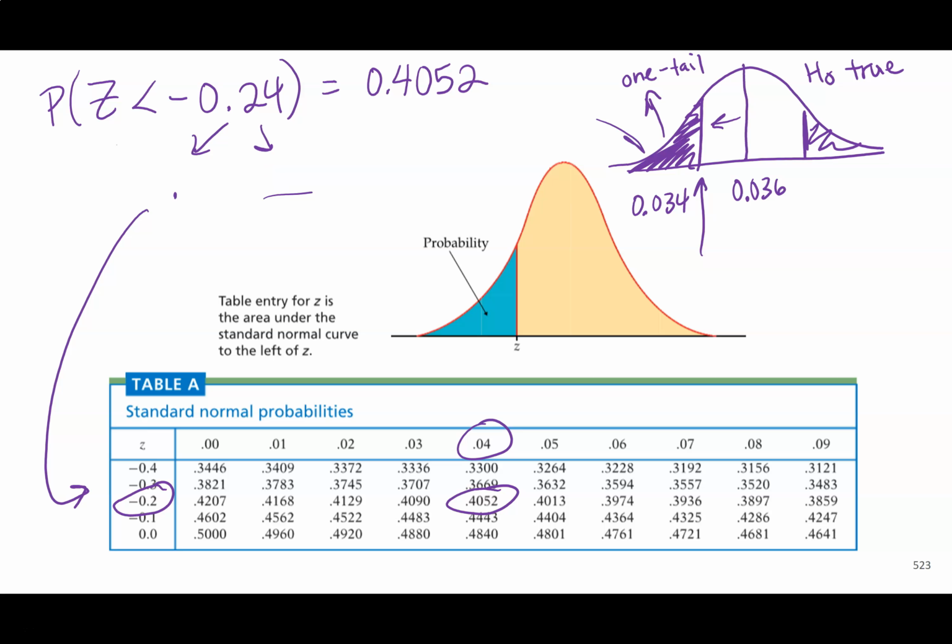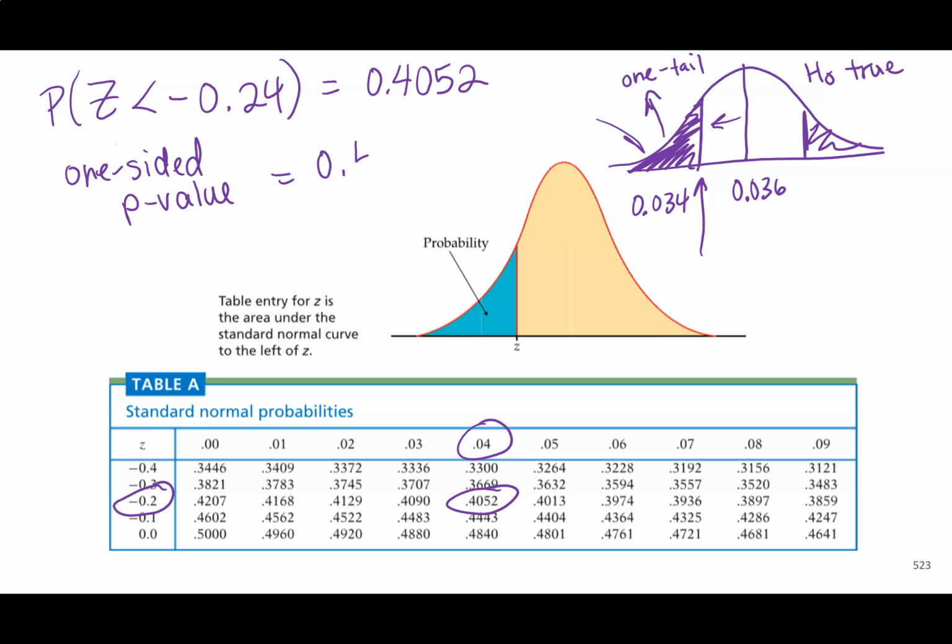So then real quick to summarize here, my one-sided p-value is equal to 0.4052. Right off the bat, I can tell you this is a big p-value, right? It's really big. But then we need to focus on, do we even want a one-sided?